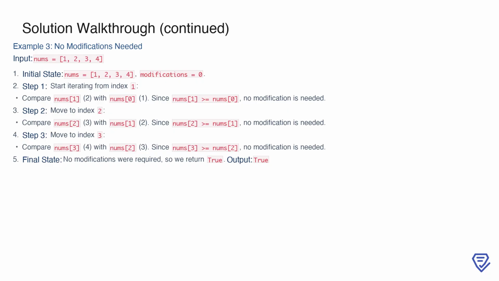Finally, at index 3, we compare nums[3], which is 4, with nums[2], which is 3. Since 4 is greater than or equal to 3, no modification is necessary. At the end of the iteration, we find that the array remained non-decreasing throughout, with no changes required. Therefore, we return true to indicate that the array is already non-decreasing.